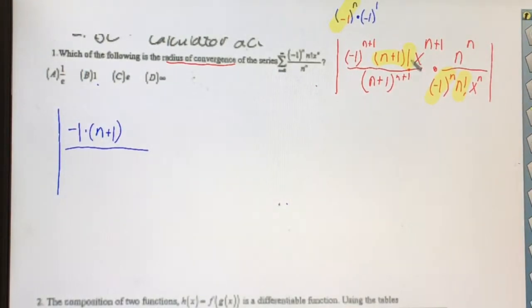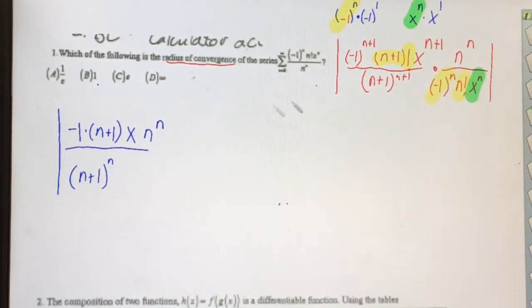Now I have the x to the n plus 1. Well, x to the n plus 1 could be x to the n times x to the first. And let's take a look. x to the n and x to the n are going to simplify. And that's just going to leave me with x to the first on the top. Now this one's a little bit more drastic. That's n to the n, and that's not going to simplify. That's going to be n to the n over n plus 1 to the n plus 1.